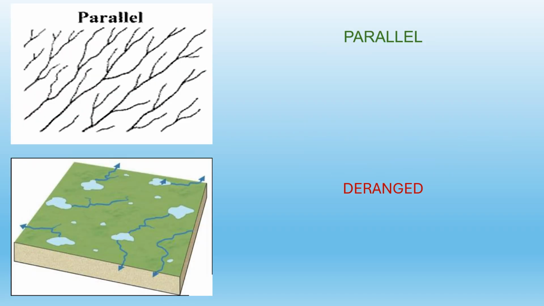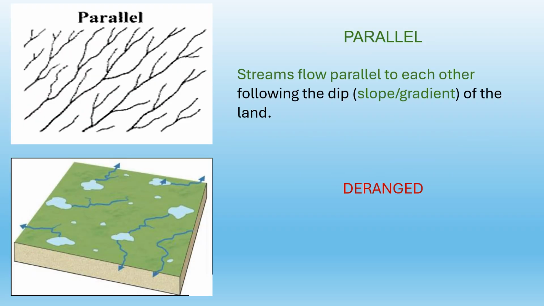The parallel stream pattern is characterized by streams that flow parallel to each other following the dip or the slope or the gradient of the land. These parallel streams may join a larger stream later on, or they may flow into a lake. The main reason why these streams remain parallel is often because they flow over a relatively steep gradient.